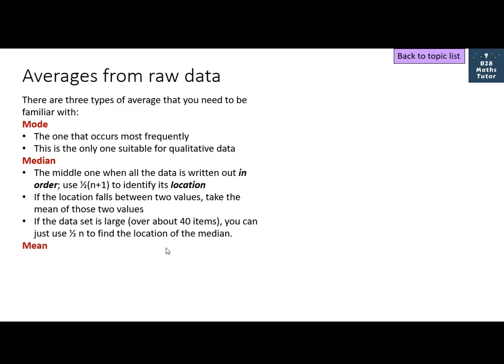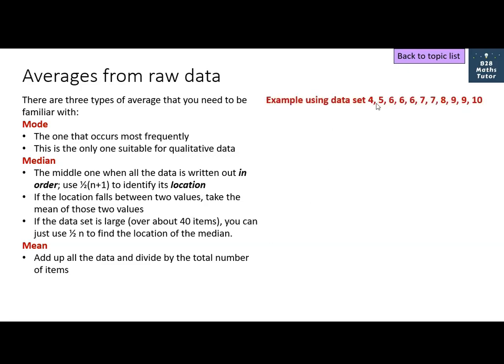The mean is the average that you find by adding up all the data and dividing by how many you've got. So here's an example with this data set here: 4, 5, 6, 6, 6, 7, 7, 8, 9, 9, and 10. First of all, the mode is the one that occurs most frequently. We've got 3 6s, 2 7s, 2 9s. There are more 6s than anything else, so 6 is the mode for this data set.